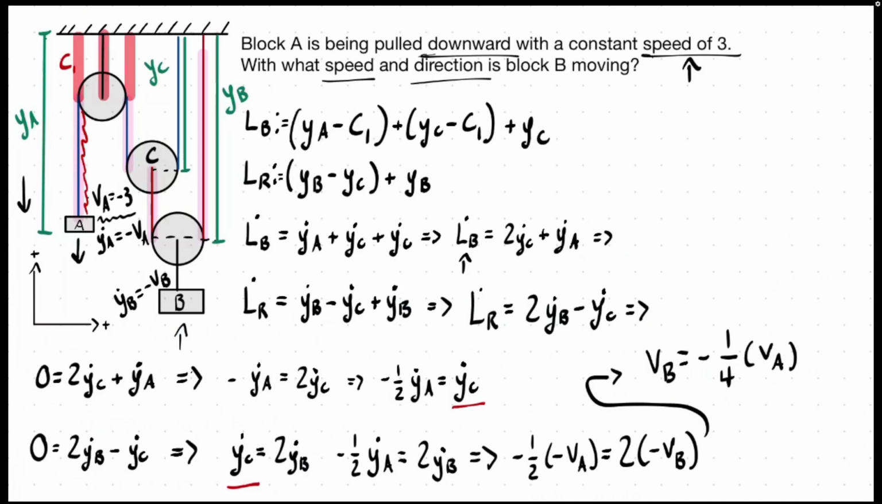All right, and then now we can just plug in our given VA value. So VB is equal to negative 1/4, and our given VA value was 3, right? But we know it's going downwards, so it's a negative 3. That's what we got. So we'll put negative 3 in here. And these two negatives will cancel out, and we'll get our final answer of VB equaling 3 over 4, or 0.75. And that'll be the answer for the first question.